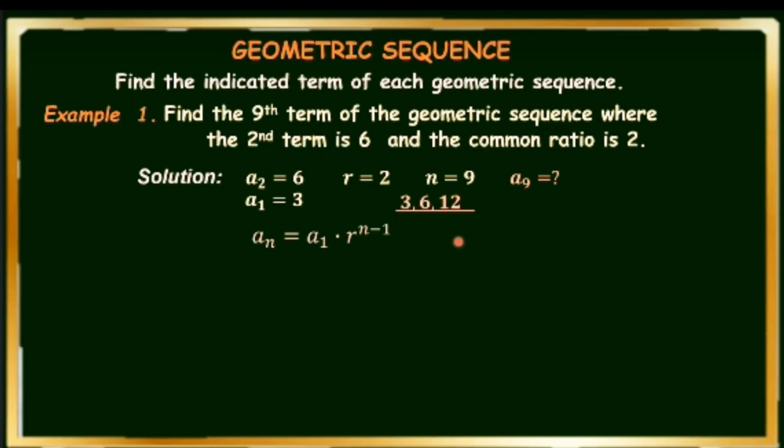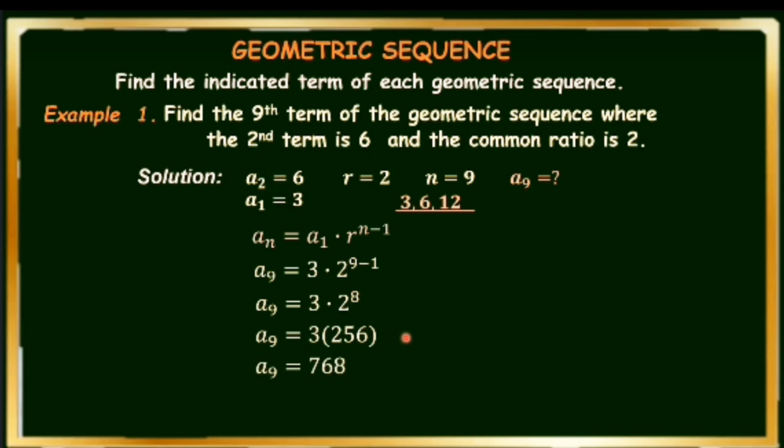Now proceeding to substitute, a sub 9 is equal to 3 times 2 raised to 9 minus 1, or 3 times 2 raised to the 8th power. 2 to the 8th power is 256. So finally, the ninth term is 3 times 256, and that is 768.